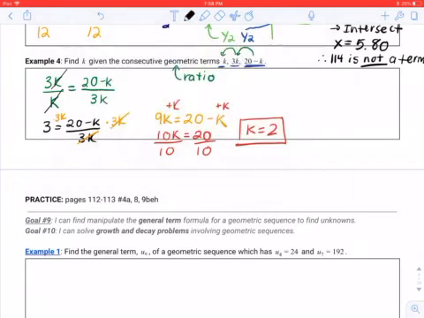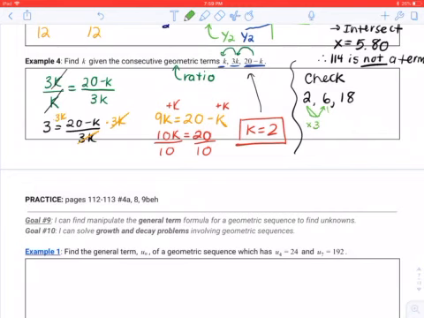I would probably plug this back in to make sure I do indeed have a geometric sequence. So I check my work. My first term was k, so 2. My second term was 3 times k, so 3 times 2, which is 6. And my third term was 20 minus k, so I end up with 20 minus 2, which is 18. I need to check and make sure this is actually a geometric sequence, which means there's going to be a common ratio. In order to get from 2 to 6, I've got to multiply by 3. And to get from 6 to 18, I also have to multiply by 3. So I know that this is geometric.